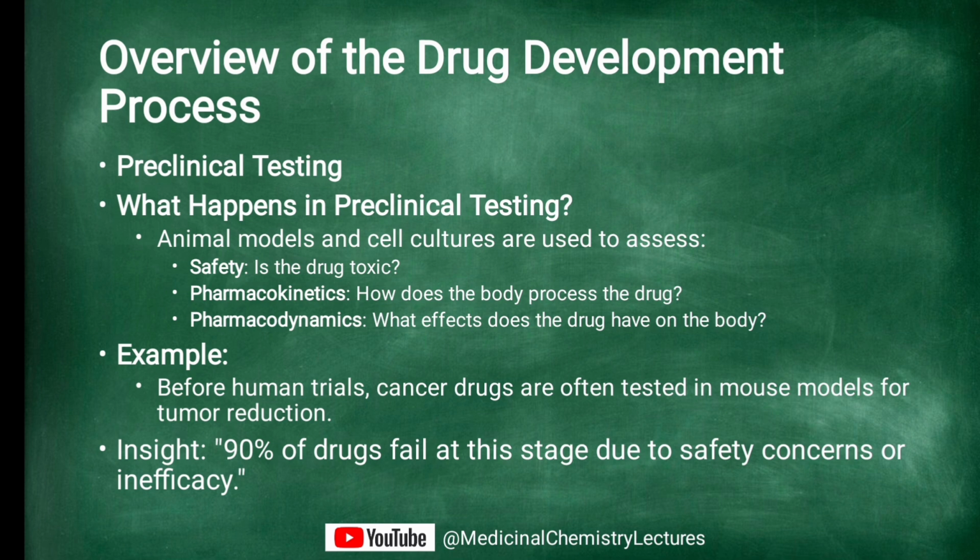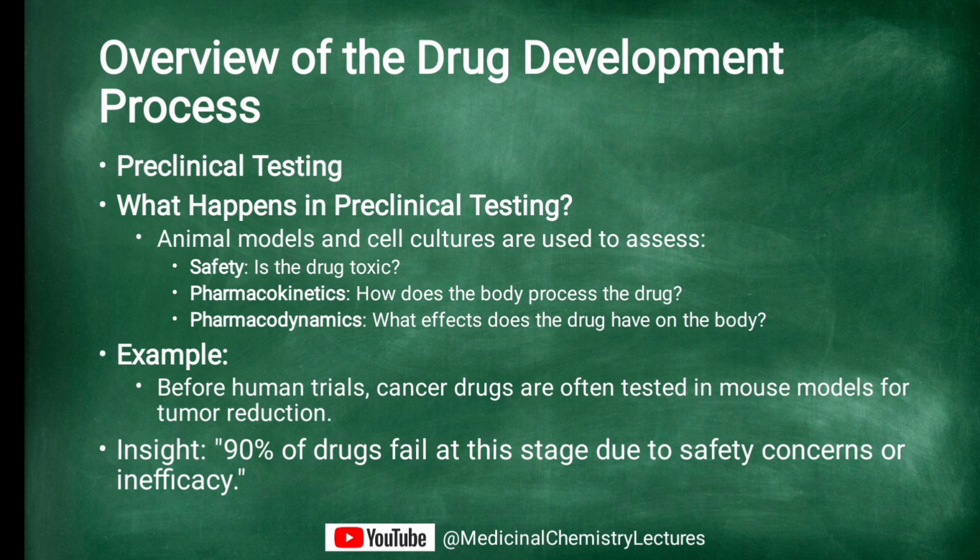Preclinical testing. Now, let's dive into preclinical testing, where the stakes get even higher. What happens here? Animal models and cell cultures take the spotlight, assessing 3 vital factors. 1. Safety. Is the drug toxic? 2. Pharmacokinetics. How does the body process it? 3. Pharmacodynamics. What effects does it have on the body?